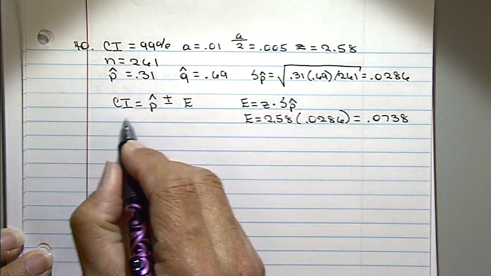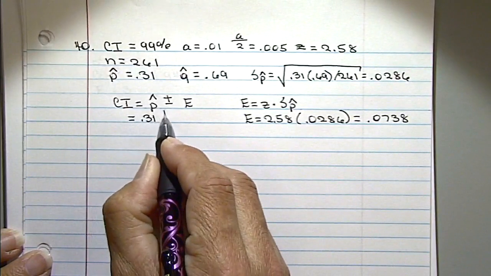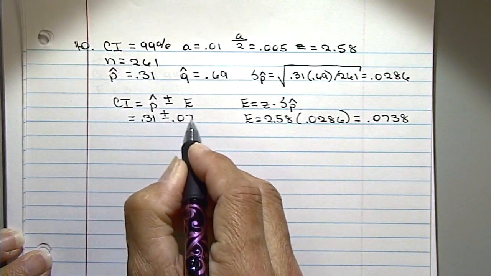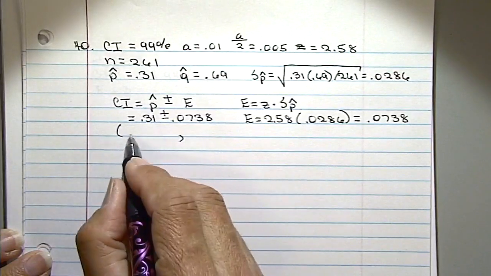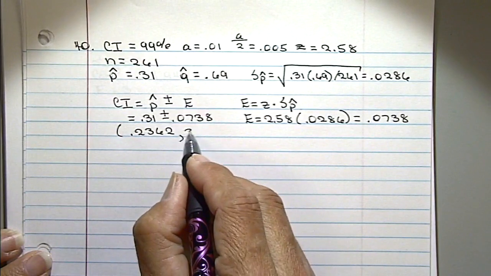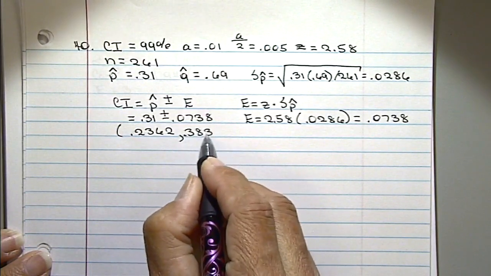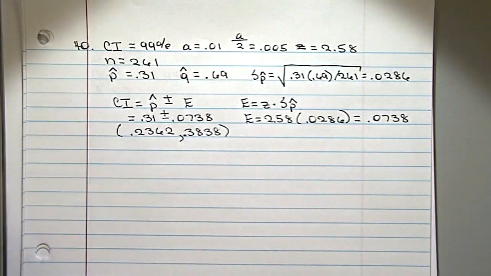And I take my confidence interval p hat, which was 0.31, and I add and subtract 0.0738. When I subtract it, the small number I get is 0.2362, and the large number I get is 0.3838. Now, another thing about proportion problems: sometimes they'll ask you for the answer in percentages.